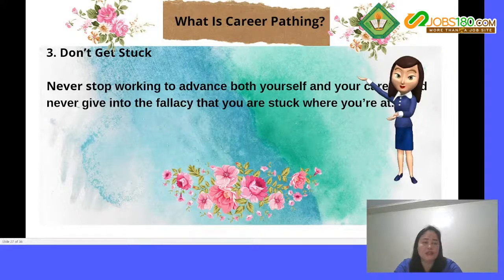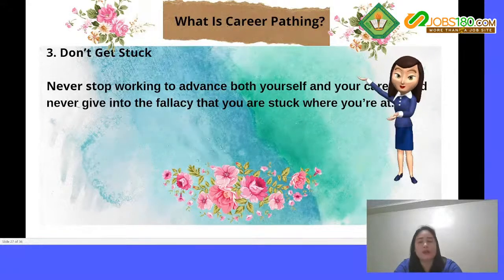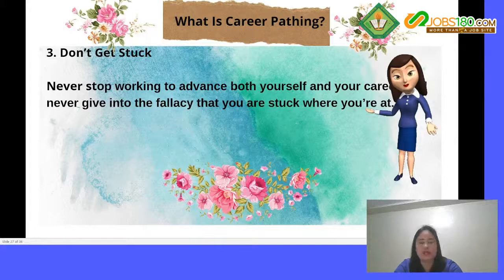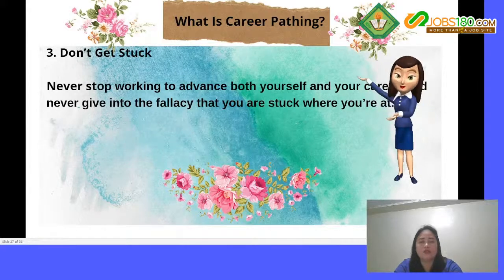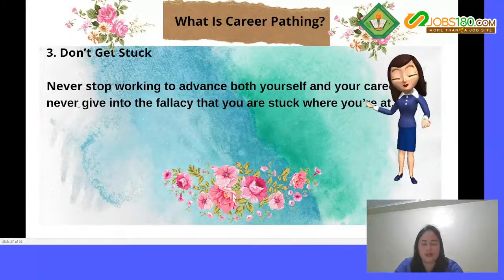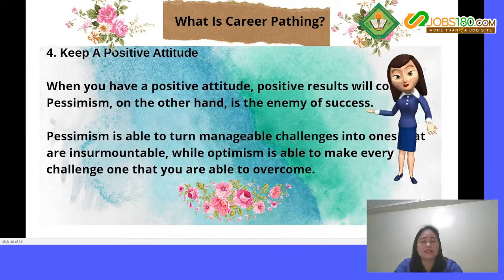And never give into the fallacy that you are stuck where you are at. Okay. Never stop working. Yun lang naman talaga. Kung mag-stop na tayo ng pag-work, wala na. We got stuck. Okay. Number 4, keep a positive attitude.